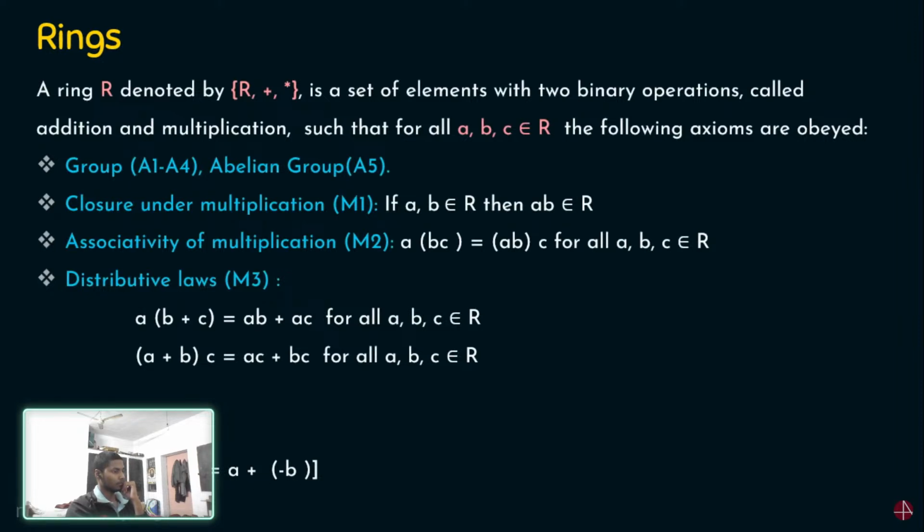This is not a big deal because B is already there in the ring and minus B will also be there in the ring. Why? Because a ring is actually a group. So in that group, there will be an inverse element for B, which is minus B. So A minus B can be performed as A plus minus B. We are done with rings.